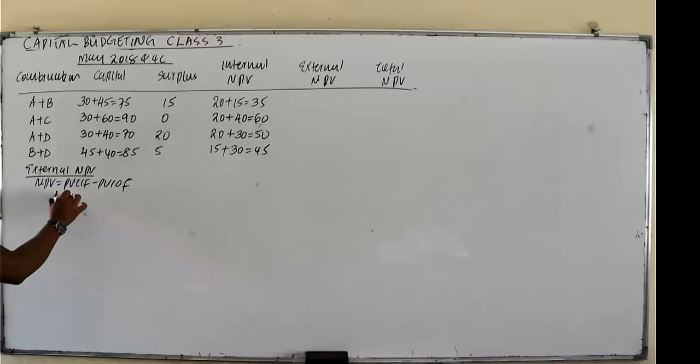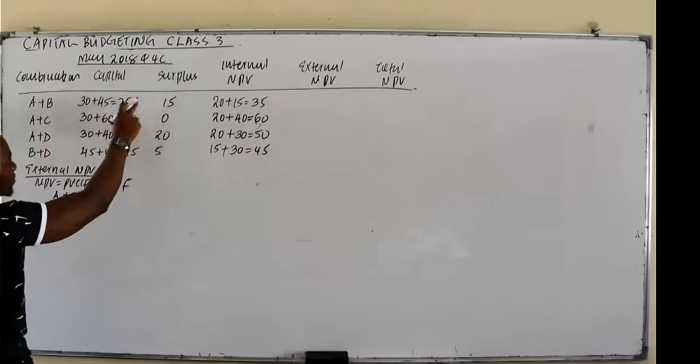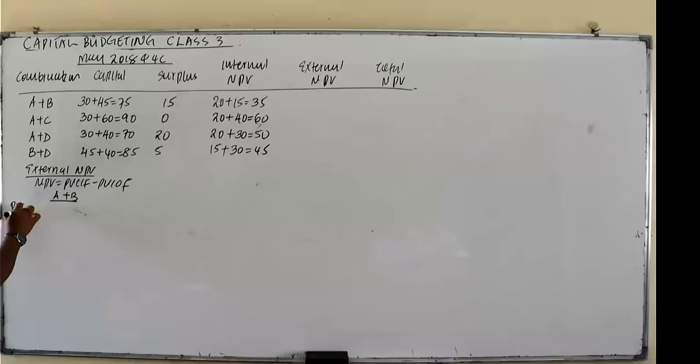A and B combined, the surplus is 15. So to get the present value of cash inflow, we invest this 15, of which you expect a return of how much? 14% per annum to perpetuity. 15% of that, 1.4, you add 0.7, you get 2.1, right?